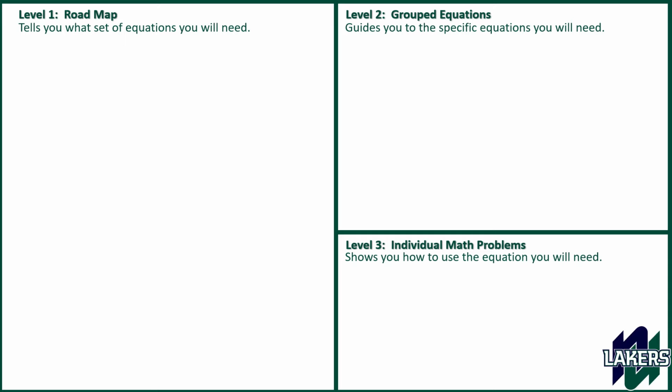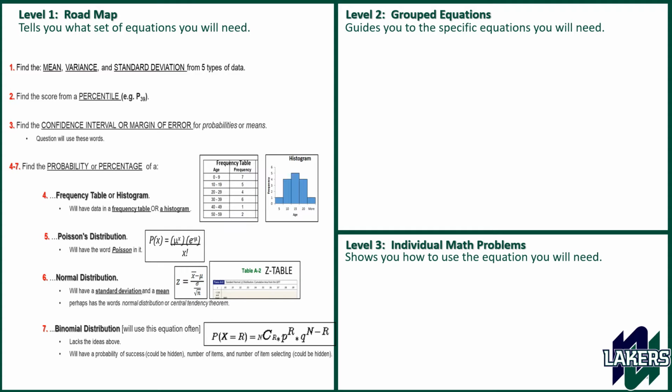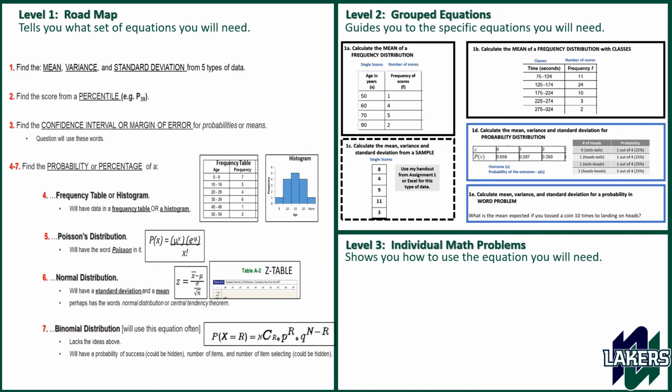So here, my level 1 tells you what equations you will need. The roadmap should guide you. Okay, and here is an example. I've listed 7 topics, and if the question said find the mean, variance, or standard deviation, my roadmap tells me to go to the equations for topic 1. If it says percentile, I go to the equations for topic 2. And you can see that I have these key words that will guide me to the correct grouped equations.